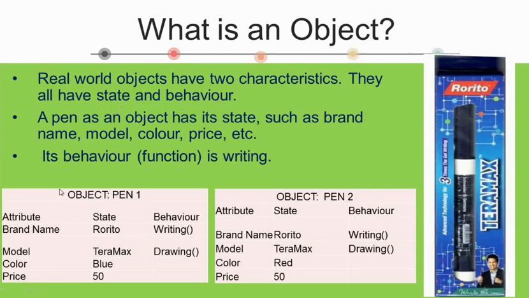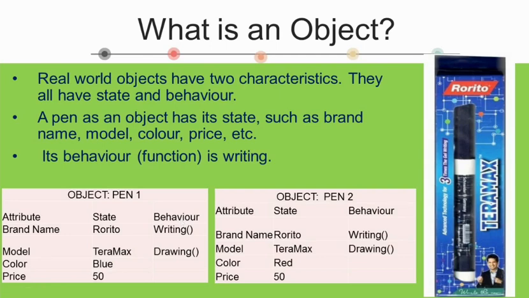So any object has three important characteristics: it has attribute, it has state, and it has behavior. In object oriented programming also, our objects have these three important characteristics, that is attribute, state and behavior. Every object in this world, you pick out any object, is going to have these three things.